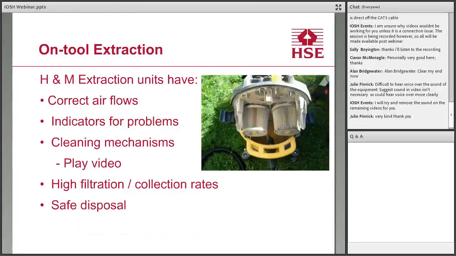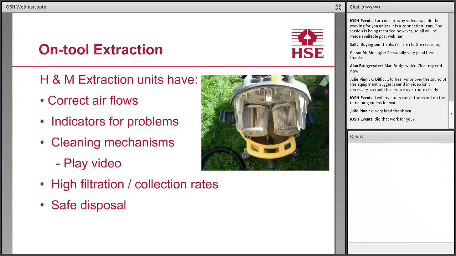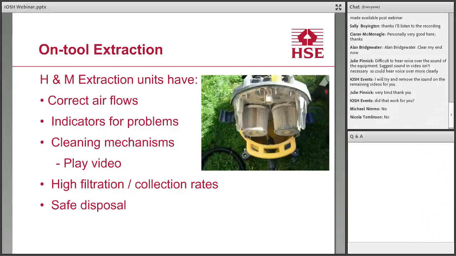So these are the kind of things you need to be thinking about. First of all, H-class extraction units have correct airflow, so they're designed to meet a minimum flow specification of 20 meters per second, to remove that dust as fast as it's created. The second thing is they've got indicators for problems. Some of them have inbuilt alarms, so if the flow drops, an alarm will go off and you know there's a problem. They also have cleaning mechanisms, so that if there's a problem, there's a way of getting the dust off the filter.